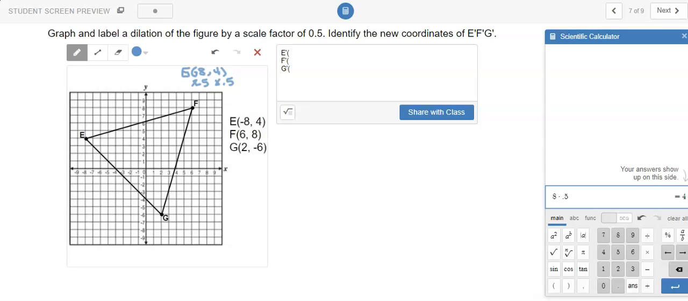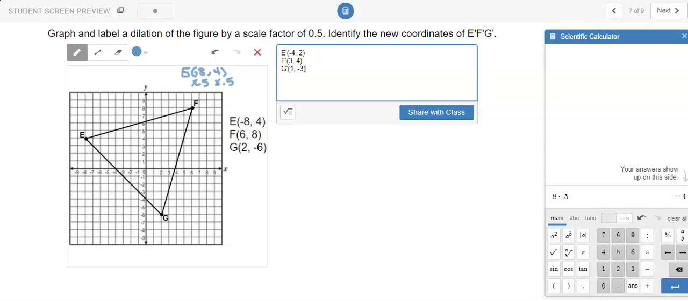Alright, so the signs will stay the same. Since it was -8, it'll be -4. And if I do the same thing to 4, I'll get 2. Basically what's happening is it's taking half of all of the values. The signs stay the same, but it's taking half of all the values. So half of 2 would be 1, and half of -6 would be -3.